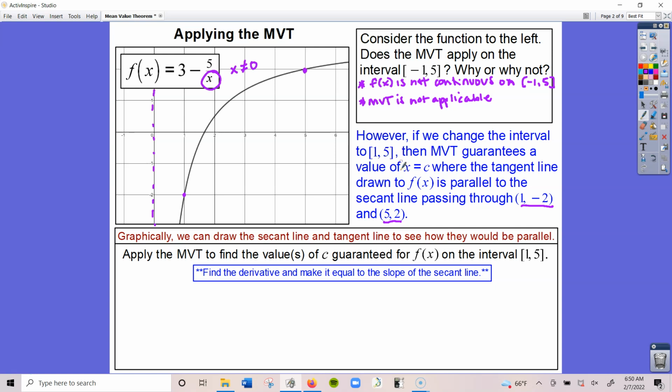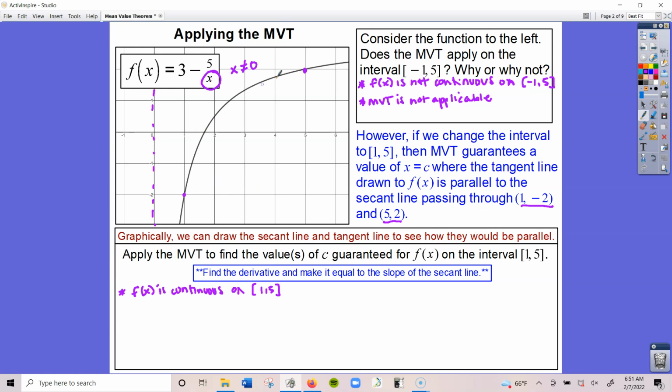So what we do here, if we're going to apply MVT, first we have to state that my function is continuous. So f of x is continuous on the interval 1 to 5. That's the first condition. The second condition is that it is differentiable.